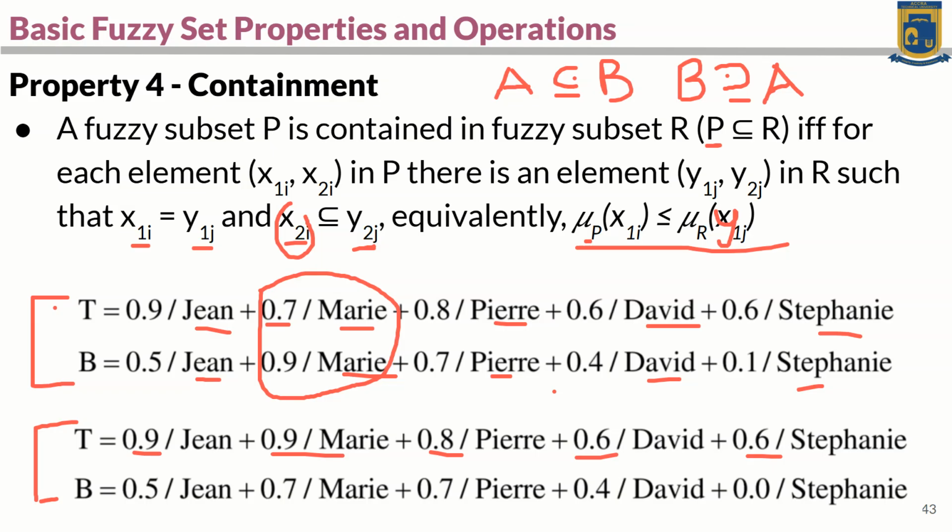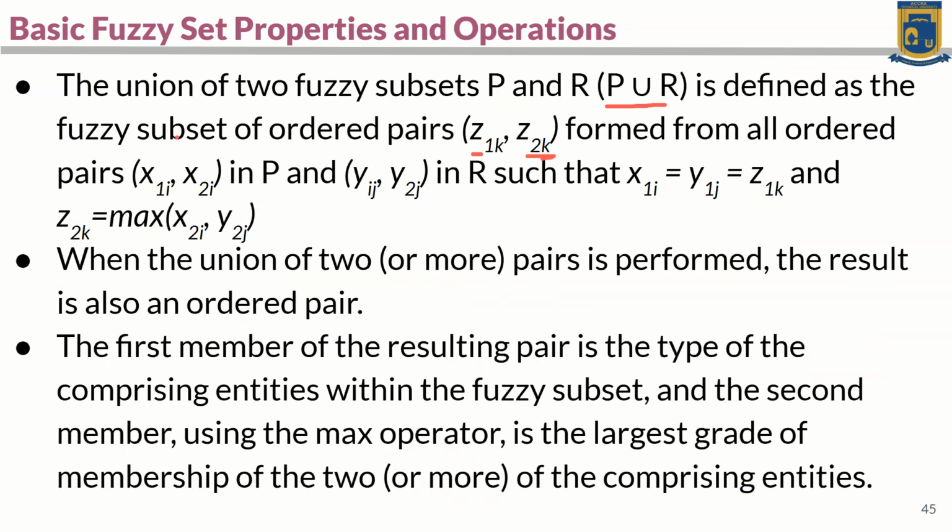All right. So he said the union of two subsets P and R is defined as the fuzzy subset of ordered pairs. I've already explained it. Formed from all ordered pairs. That means your union is going to be a subset, but it will be an ordered pair. That is something I have to say. The answer of your union will in turn be an ordered pair.